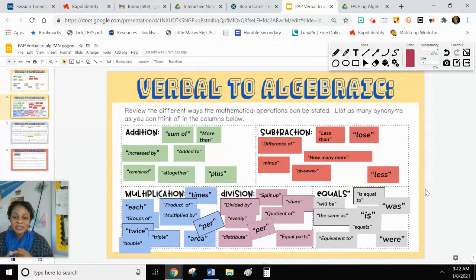Equal: is, equal to, will be, the same as, was, were, equals, equivalent to. Most common one that you guys will see is "is." Is means an equal sign, especially when we're translating and we're trying to tell the difference between an equation and an expression. Remember, expressions do not have an equal sign and equations do. So if you see the word is, you automatically know it is definitely an equation, okay?